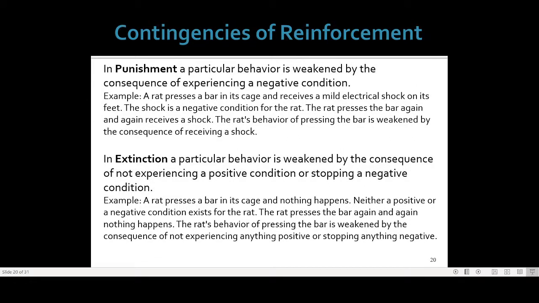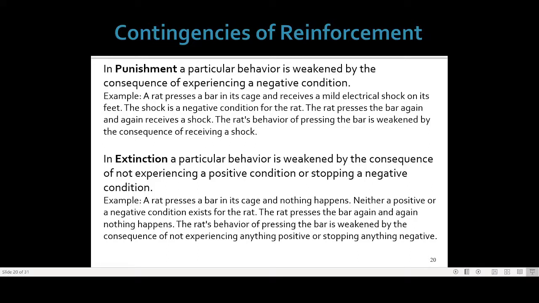Now we reprogram this cage to give a punishment to weaken the behavior, so we give a negative condition. The rat presses the bar in the cage and receives a mild electric shock on its feet. The shock is a negative condition for the rat. The rat's behavior of pressing the bar is weakened by the consequence of receiving a shock. So now the rat will not press the bar because he knows it brings a shock. That behavior will decrease after some time and just go off, because of the negative electric shock he is receiving.